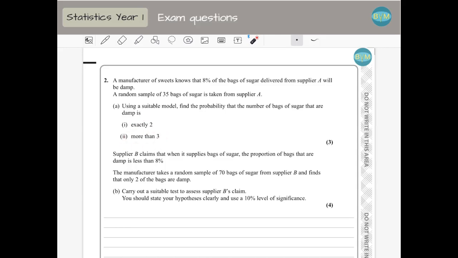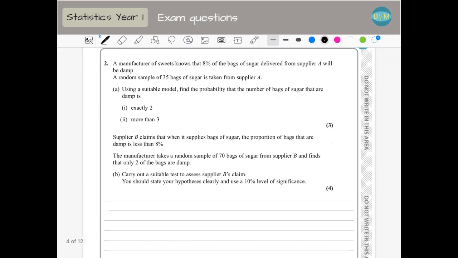So you have a fixed probability. You have a success, which is the bag being dumped, and a failure, which is not being dumped, and a fixed number of items that you are checking. So you can say that this is a binomial. That's the first thing I recommend you to write, because you are going to get a mark with that, just writing that it's a binomial.